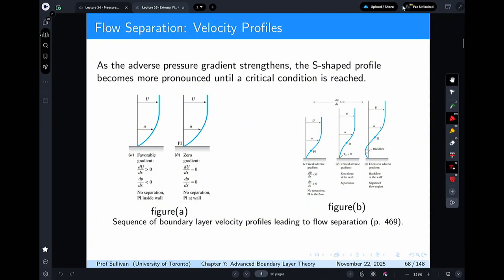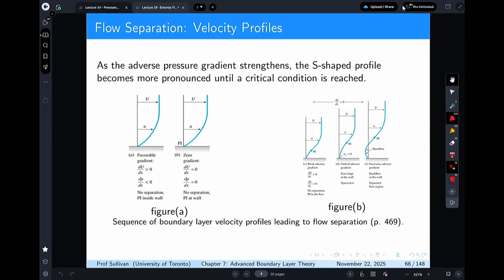which leads into this, which is the same figure that I showed on the previous slide, but here's the favorable pressure gradient, and you'll notice that it's nicely filled out. It goes to 0 at the wall, and nothing really is happening. It's a less steep curve than in the case of the 0 gradient, which is no separation. Still, everything is attached to the wall. Nothing is happening to it.